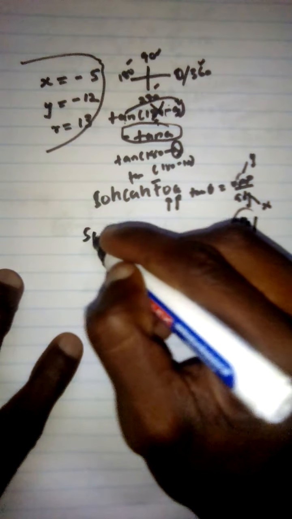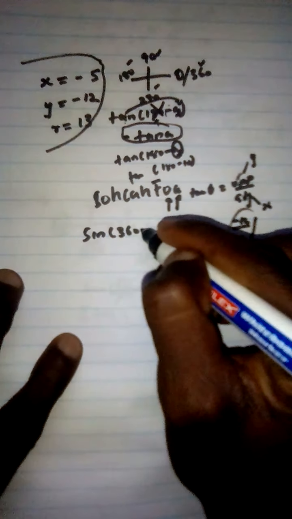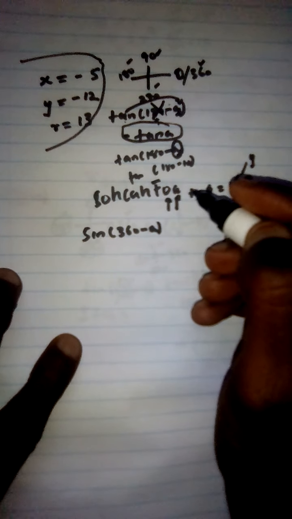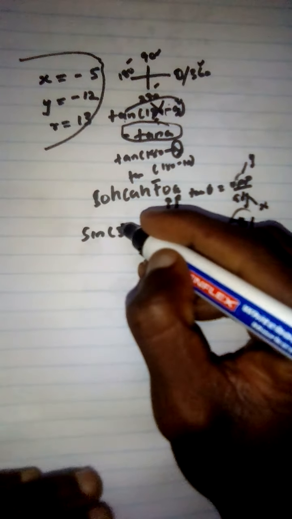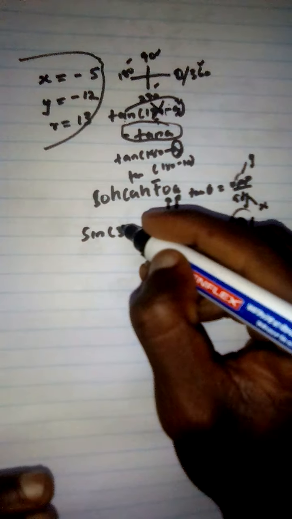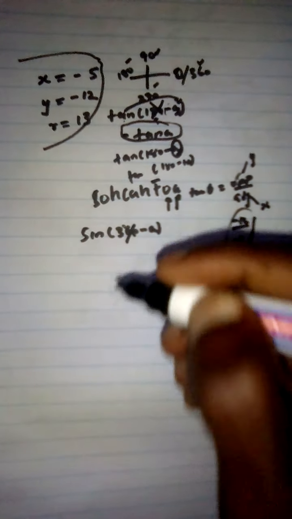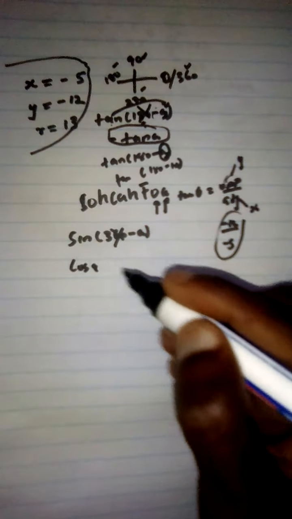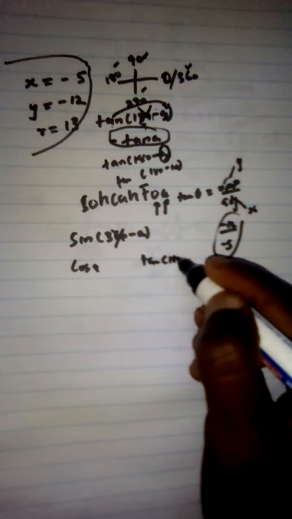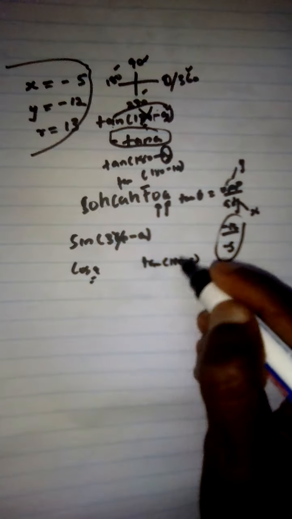Let me not rush. Let's say, guys, you had something like sine of 360 minus alpha. Okay, guys, I will teach the topic of reduction formula separately. Let me just focus on trigonometry on a Cartesian plane. For now, I've answered cos alpha, and I have answered tan 180 minus alpha. So hopefully, guys, you understood that.